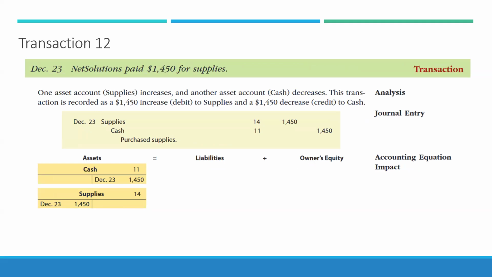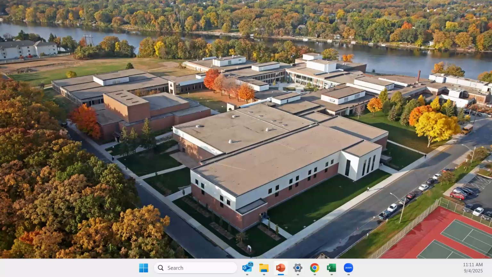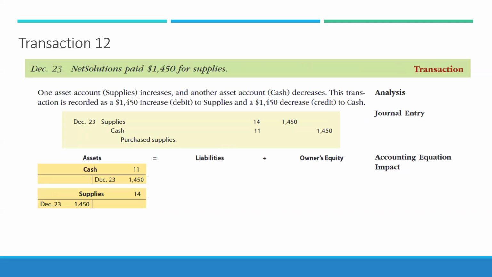Just want to check in on where we are right now. And then Net Solutions paid $1,450 for supplies. So supplies is our debit because it's an asset that's going up, and then cash is going to go down, and that's our credit.